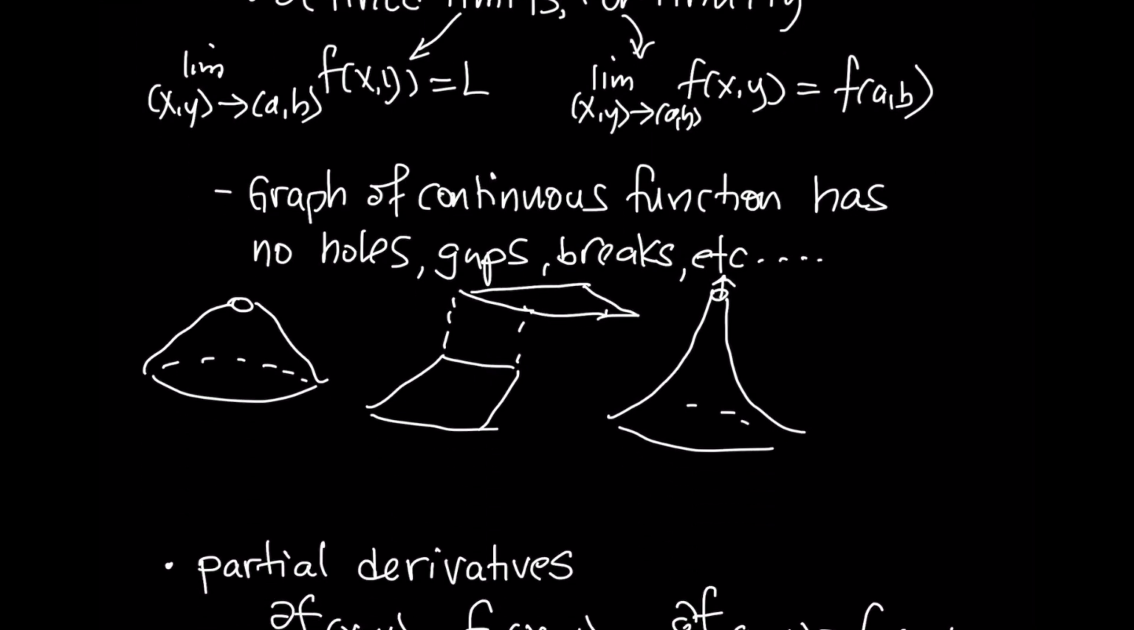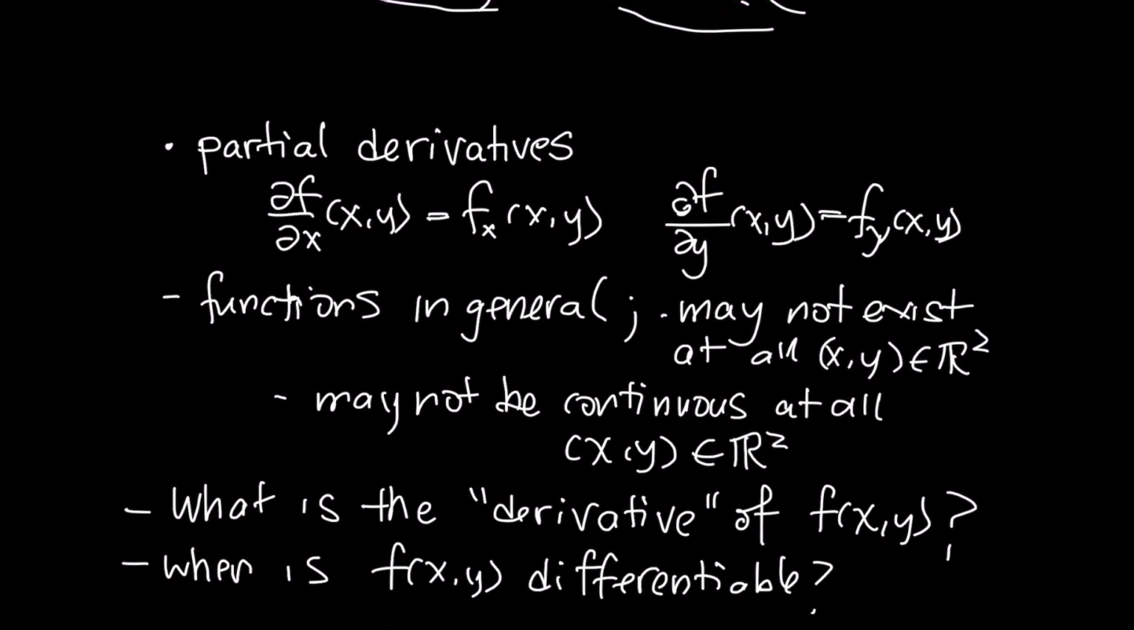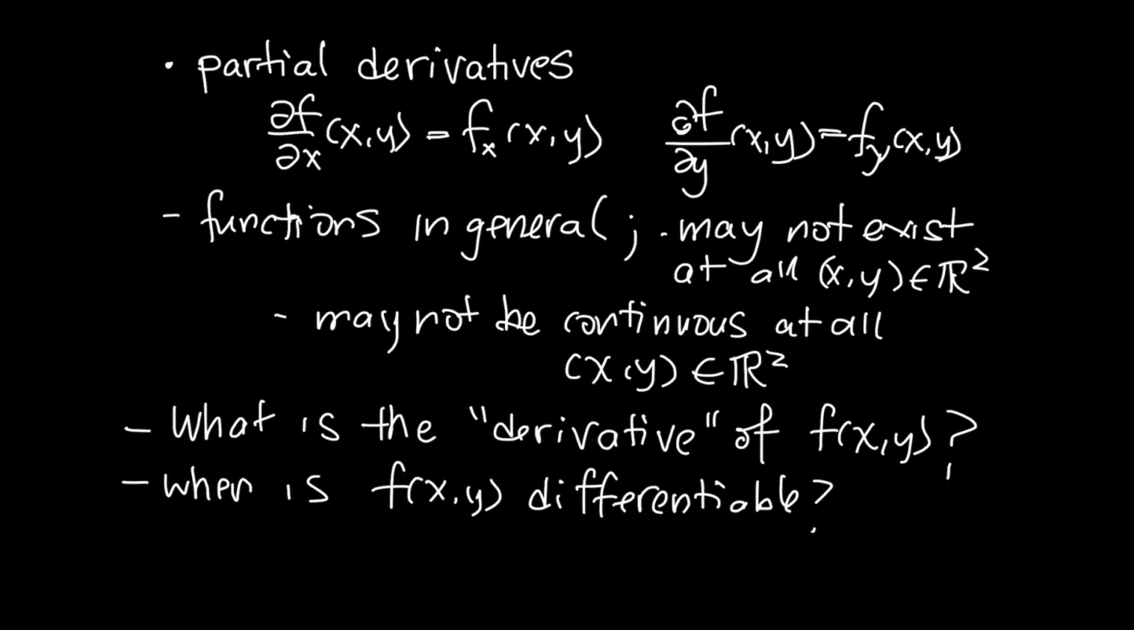Partial derivatives of a function were defined by holding one of the variables fixed and then allowing it to change with respect to the other variable. When you find the partial derivatives of a function, these produce new functions in general. Now, these new functions may or may not exist at every single point in R2, and they may or may not be continuous at all points in R2.